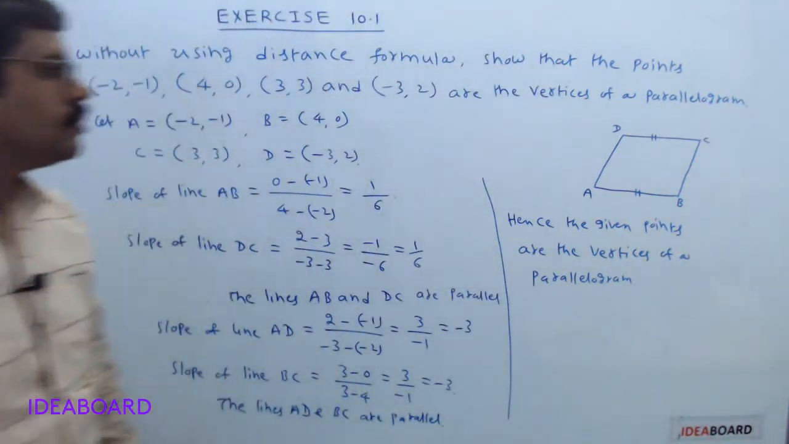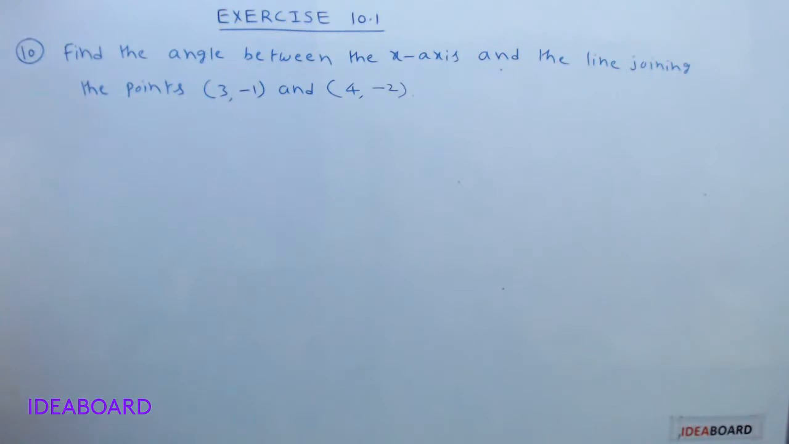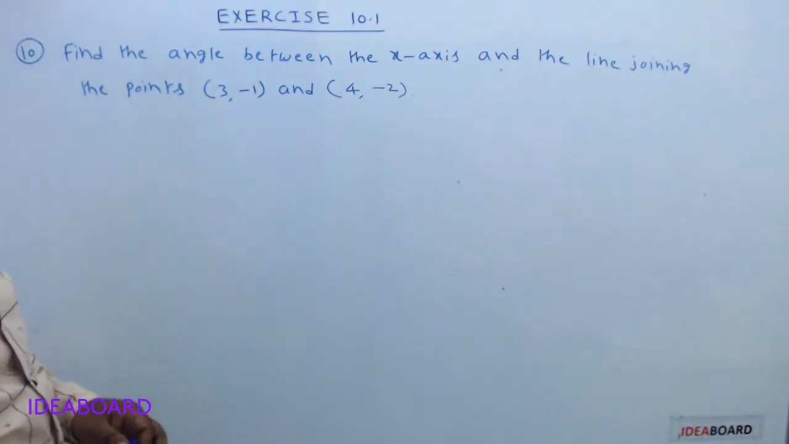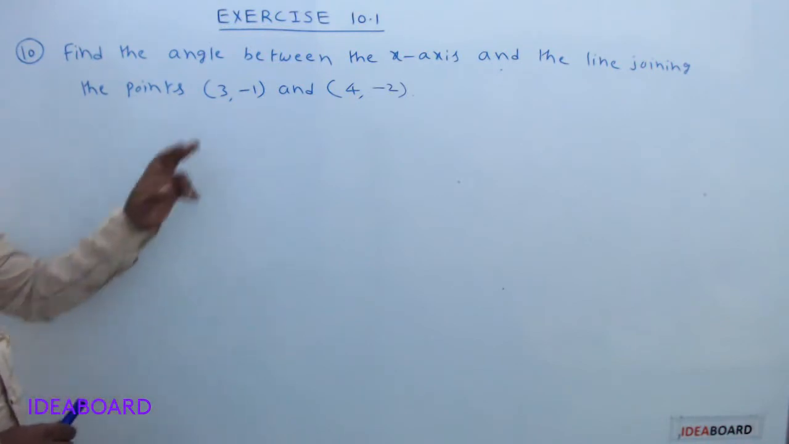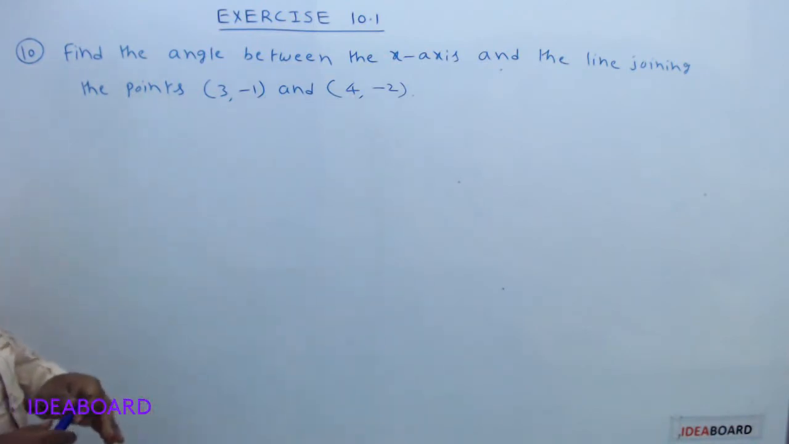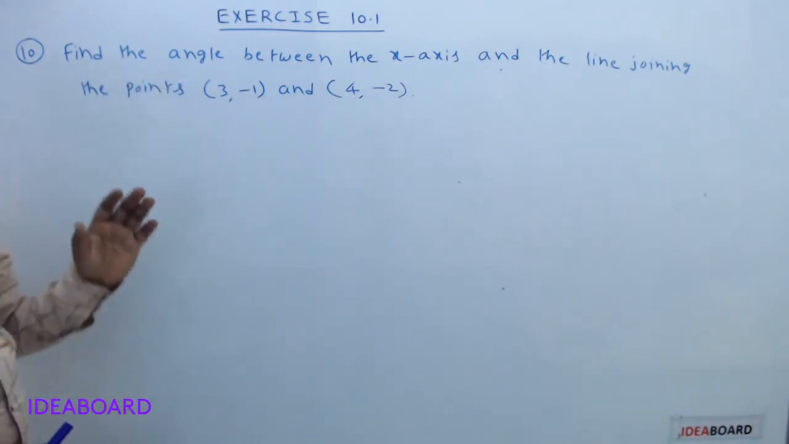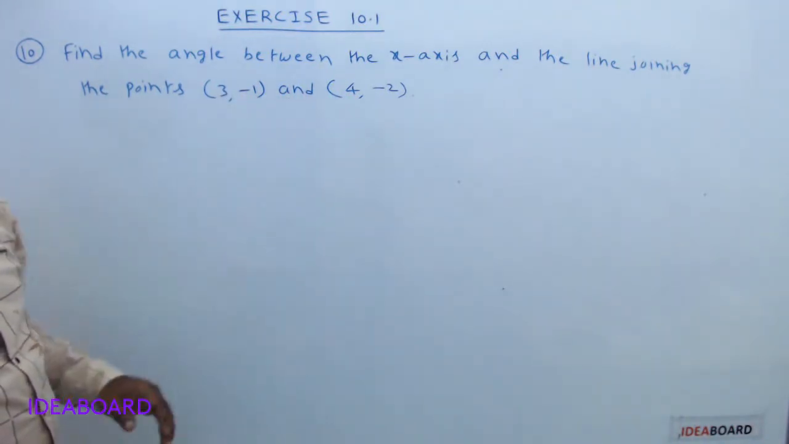That's it. Now come to the next problem. Find the angle between x-axis and the line joining the points 3, minus 1 and 4, minus 2. Find the angle between x-axis and line joining these 2 points.